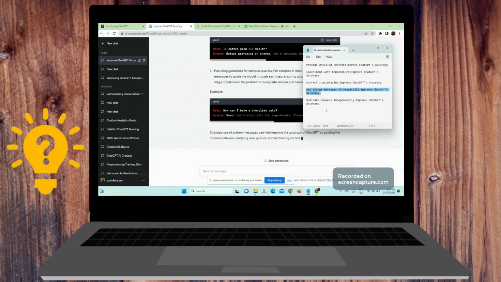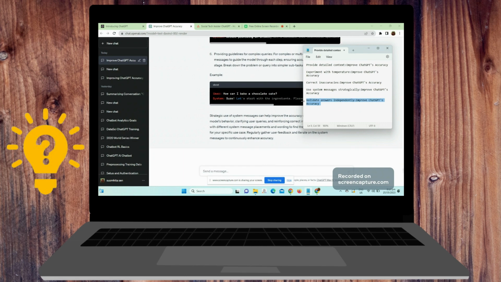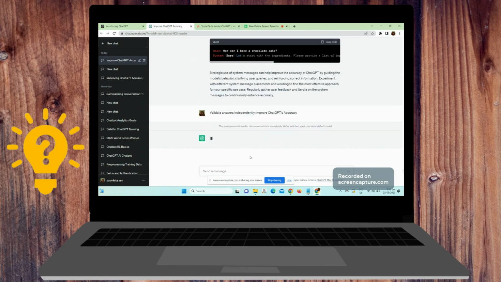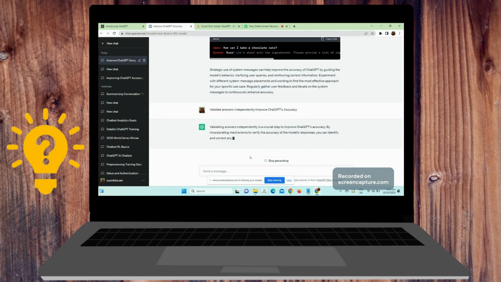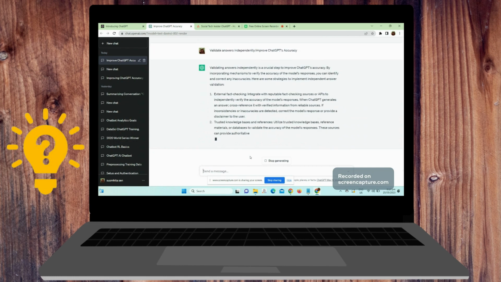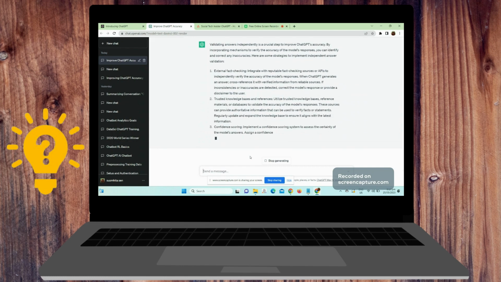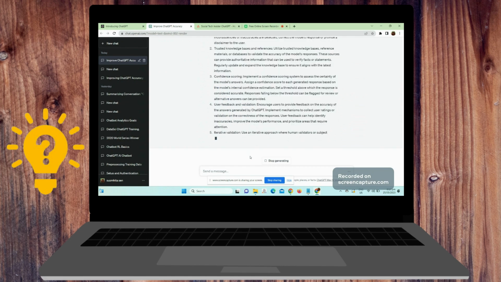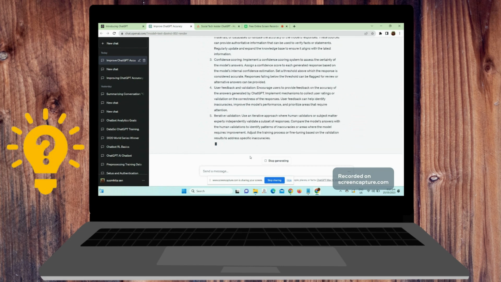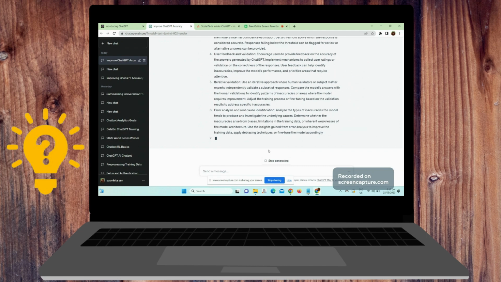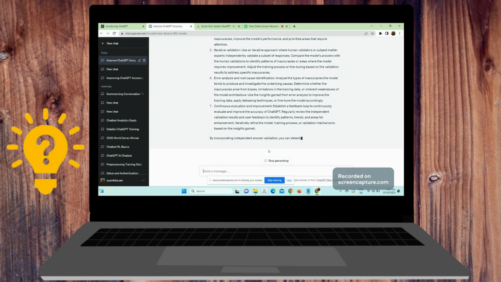Next is validate answers independently. While ChatGPT strives to provide accurate information, it's always prudent to independently verify critical or factual responses from reliable sources. Cross-referencing the information ensures accuracy and helps you identify any potential errors or biases in the model's outputs.